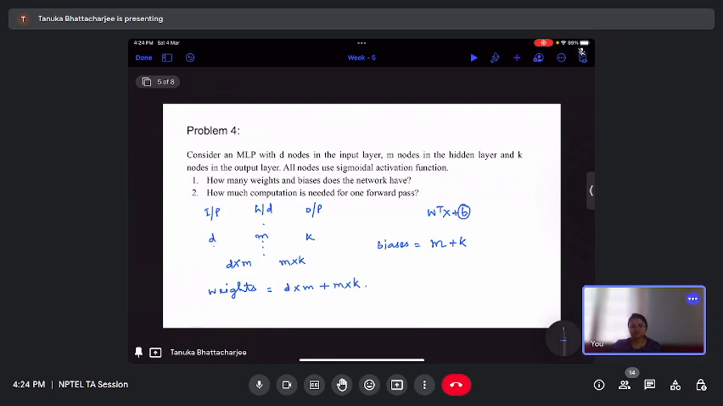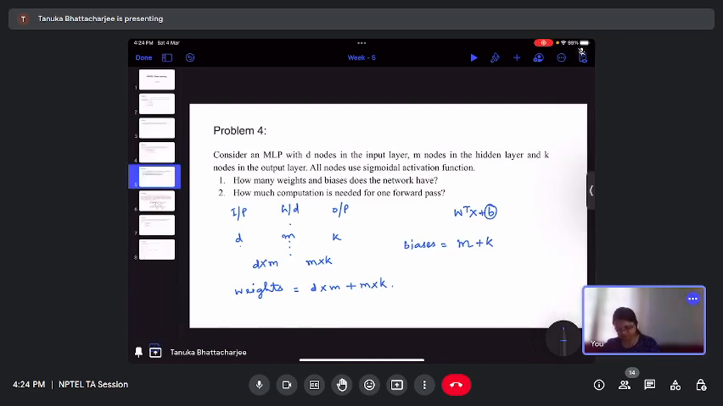Now the next question is, how much computation is needed for one forward pass? By how much computation, what we want to see is how many multiplications we need to do, how many additions we need to do, and how many activation function evaluations we need to do.